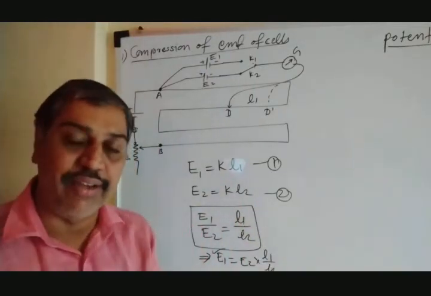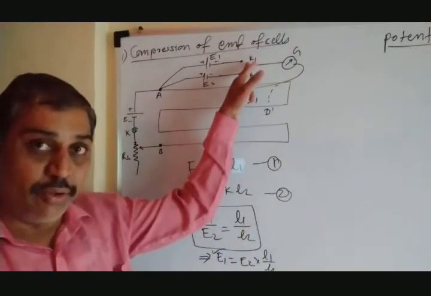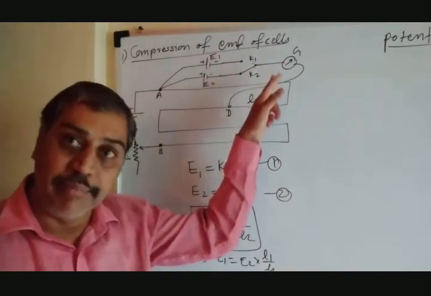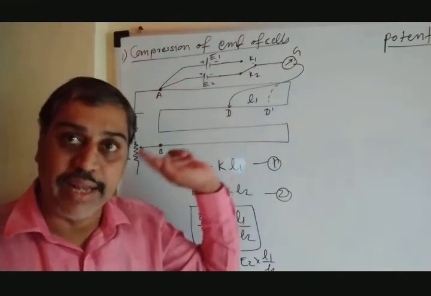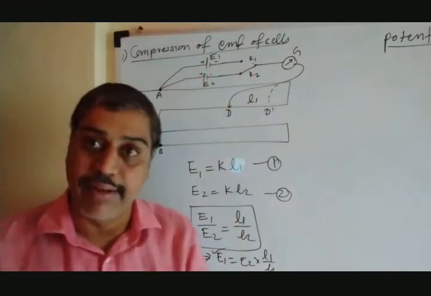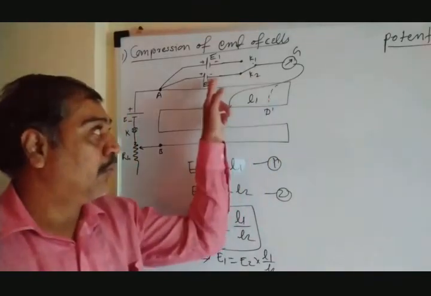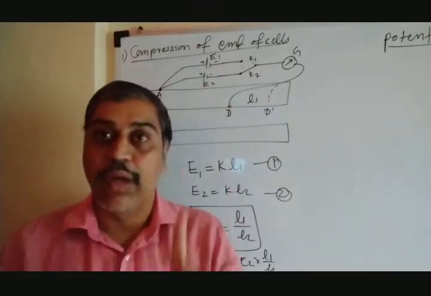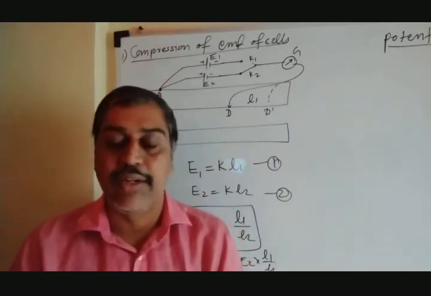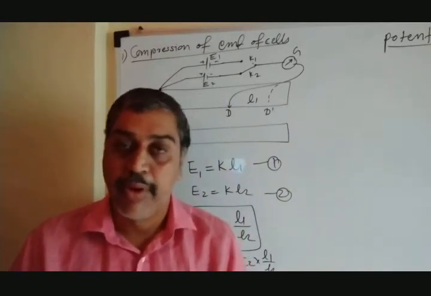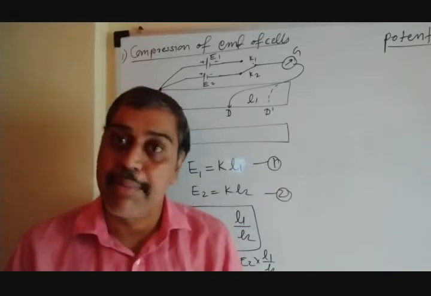Now in this case, initially K1 is closed, and only one cell is connected at a time. By closing K1, we have connected the cell E1. By closing K2, we have connected the cell E2. So at one time, we have connected one cell only. That's why this is said to be the individual method, or sometimes the separate method.